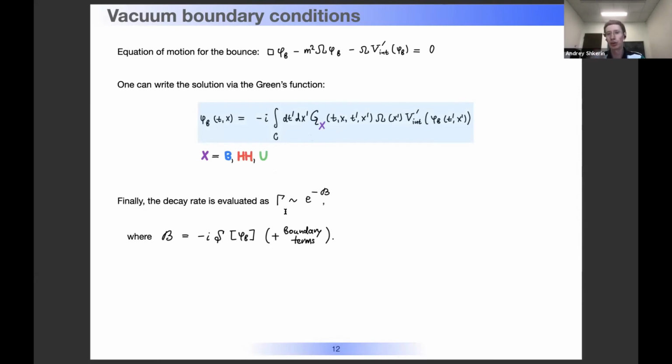Finally, the decay rate is evaluated as follows. So B here is simply the action of the theory taken on the bounce configuration up to some boundary terms. The general story ends here. And the next question is, can we actually proceed further and make a real computation now that we have a method?